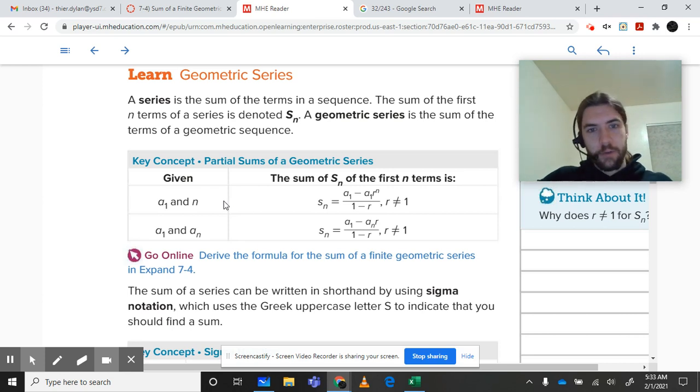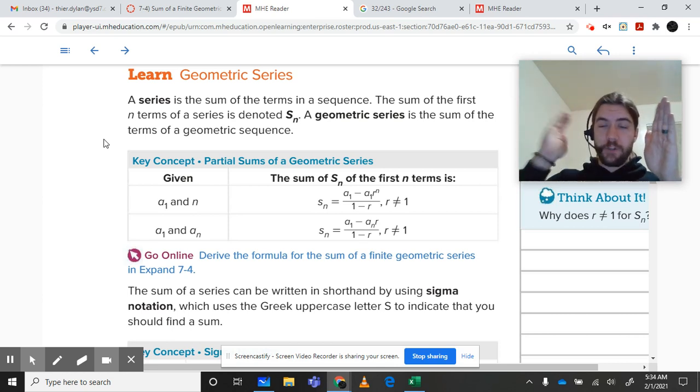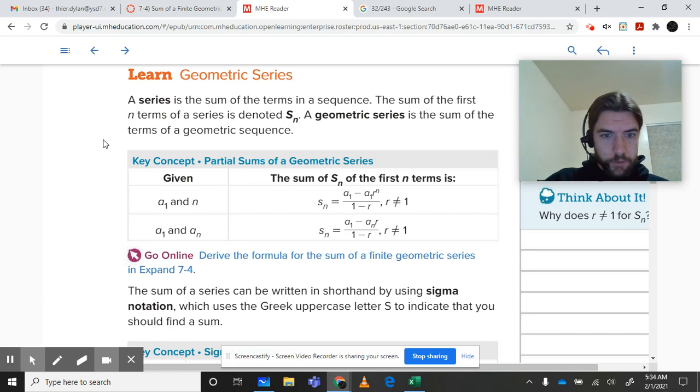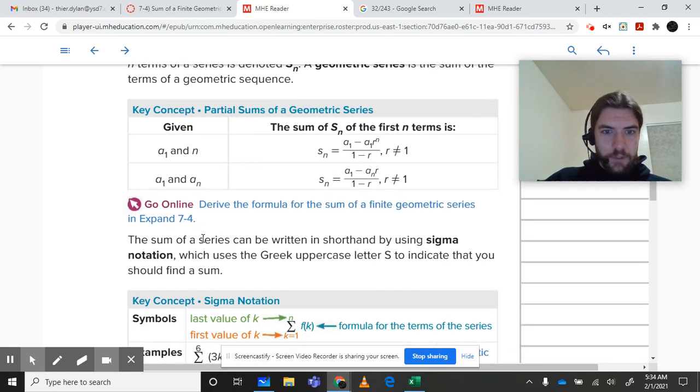So what they're getting at here is there are 2 ways to get these sums, 2 ways to get these partial sums. When they say partial, that means, like in my example, the full sum would be all days out forever. The partial sum would be from one position to another position within your sequence. The sum of a series can be written in shorthand by using sigma notation, which uses the Greek uppercase letter S to indicate that you should find a sum.